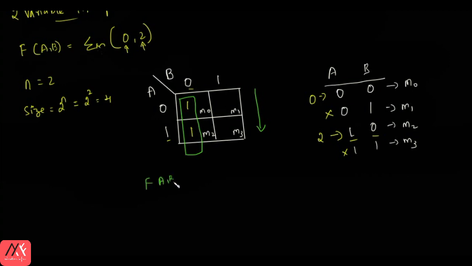Now we can write the expression. F of a comma b is the function given to you. Since the group is traveling from top to bottom, B's value is not changing. It is common for m0 and m2. Since B is 0, we write it as B bar. But you can see A is changing from 0 to 1. Since A's value is changing, we cannot take the value of A. So the only possible term available here is B bar. If you solve this question, it gives you B bar according to the K-map.